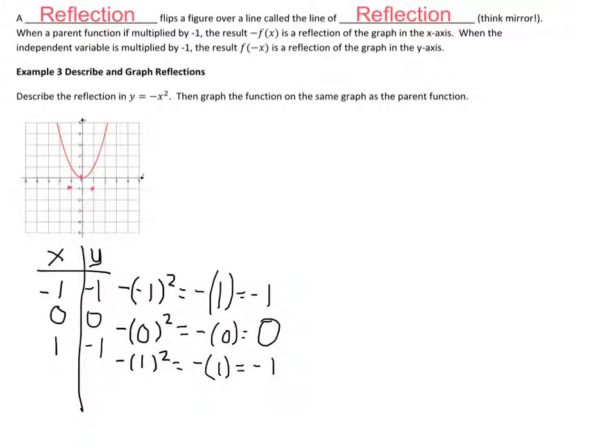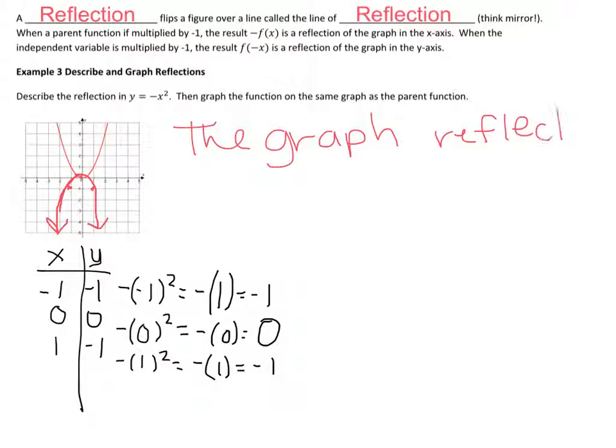So we can already tell that this is going to give us the shape of a parabola, so we don't need to worry about any other points. We can just go ahead and graph what we have. And we can see that there has been a reflection, and the reflection has occurred over the x-axis here. So when we describe what's happened here, we're going to say the graph reflects over the x-axis.